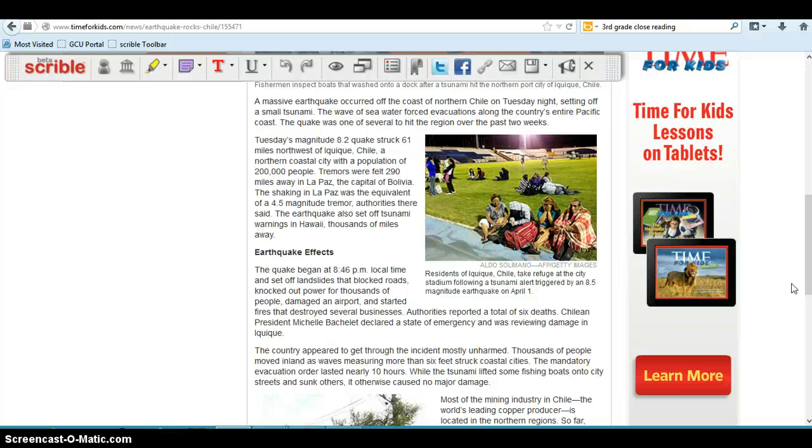Thousands of people moved inland as waves measuring more than 6 feet struck coastal cities. The mandatory evacuation order lasted nearly 10 hours. While the tsunami lifted some fishing boats onto city streets and sunk others, it otherwise caused no major damage. The photo caption says, residents of Iquique, Chile take refuge at the city stadium following a tsunami alert triggered by an 8.5 magnitude earthquake on April 1st.